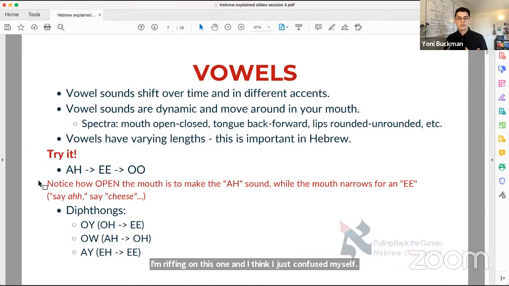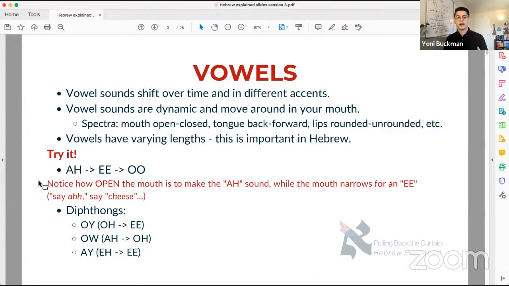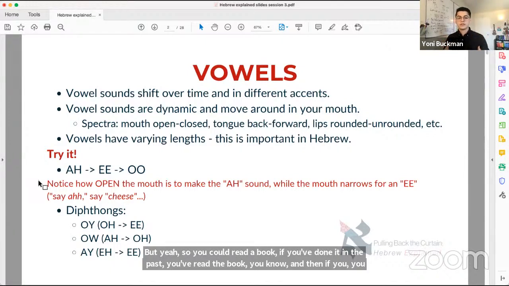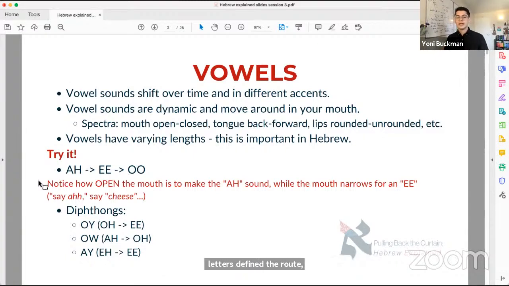So I just want to touch on vowels because they are really powerful. The letters are the key building blocks of the words. So the letters define the root, but vowels really carry weight within a word in a way that the consonants don't. So vowel sounds shift over time and in different accents. This is something that you might experience with modern Hebrew speakers, that you can tell the difference between a Sephardic speaker and an Ashkenazic speaker based on some of the vowel sounds.